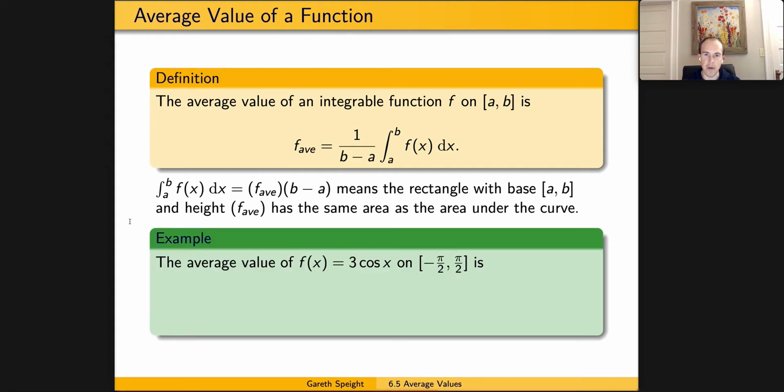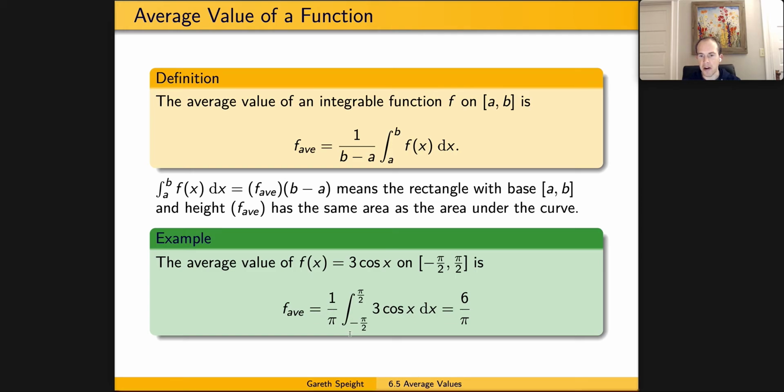Okay, let's see an example where we actually calculate the average value. For instance, let's try to find the average value of 3 cosine x on minus pi over 2 to pi over 2. Okay, pretty typical example. We're given a function, we're given an interval, we have everything we need. We just use that average value formula. We have to do 1 over b minus a times the integral. So here b minus a is going to be pi over 2 minus minus pi over 2. So it's pi over 2 plus pi over 2. So b minus a is going to be pi. So 1 over b minus a is 1 over pi.